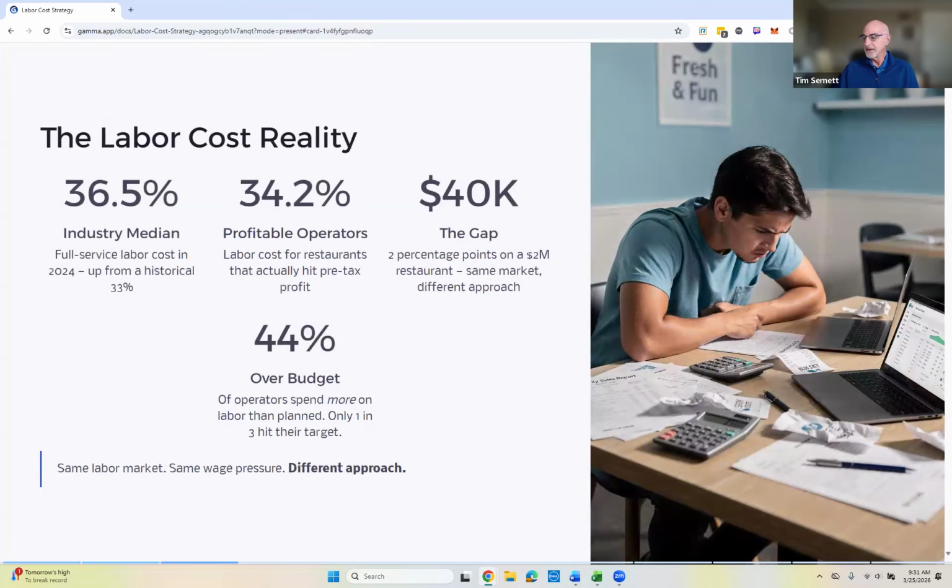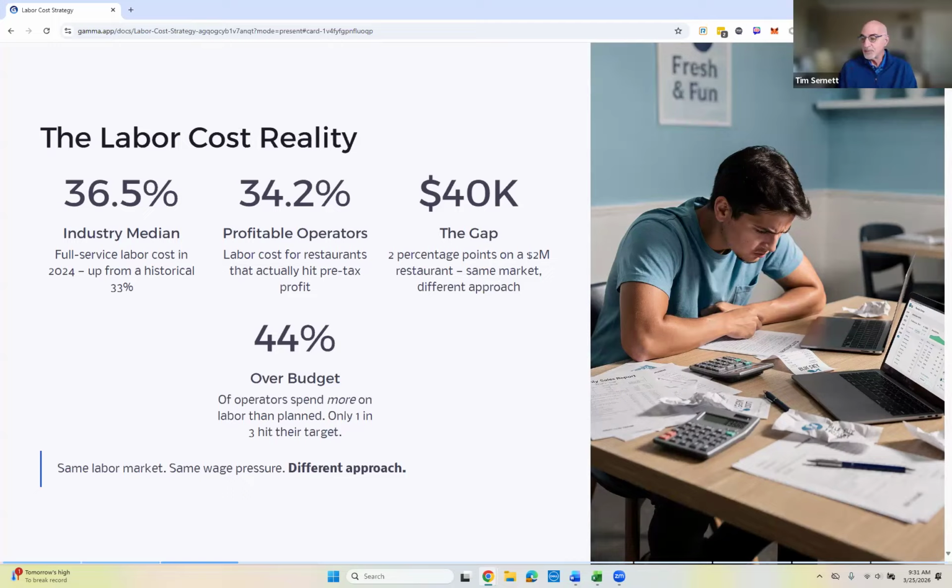So here's what the latest data from the National Restaurant Association tells us. Full service restaurant labor costs hit 36.5% of sales in 2024. That's the median across the industry. Historically, that number was close to 33%. So labor has structurally shifted upward. We all feel that. Wages are higher, and the competition for good people is fierce.